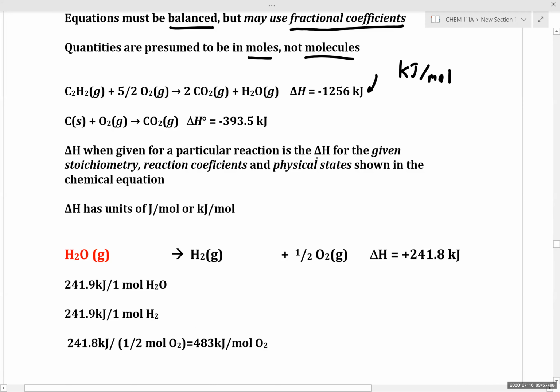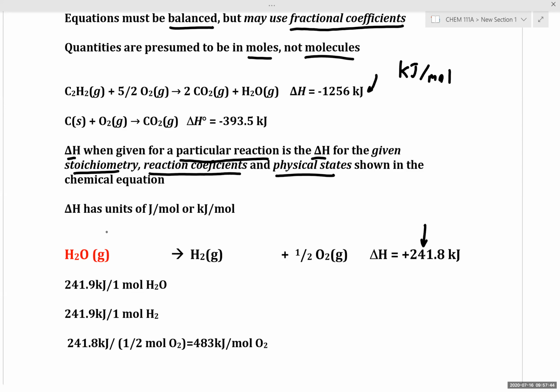So the delta H provided for a particular reaction is given for that exact stoichiometry and those exact reaction coefficients, along with the exact physical states shown in the chemical equation. So this enthalpy is specific to the exact number of each molecule that reacts, the exact coefficients for each of our chemical species, and the exact physical states for each chemical species. Okay?